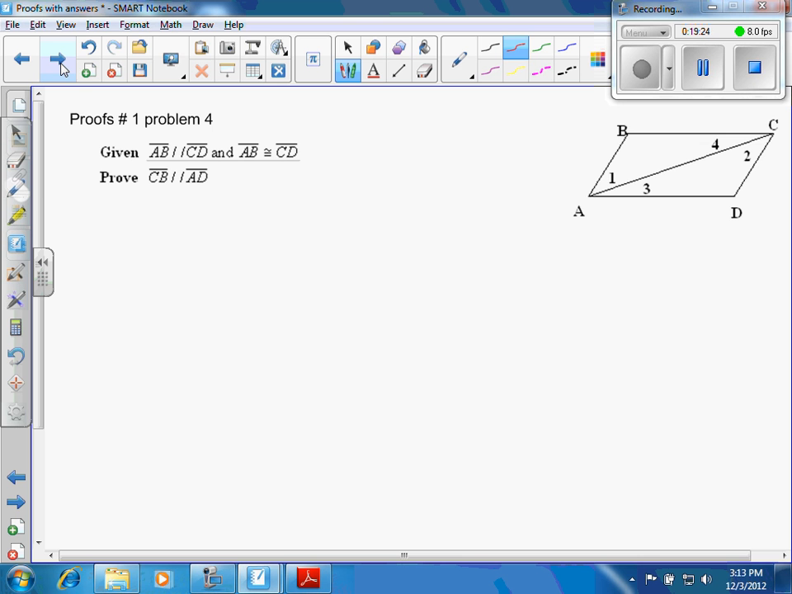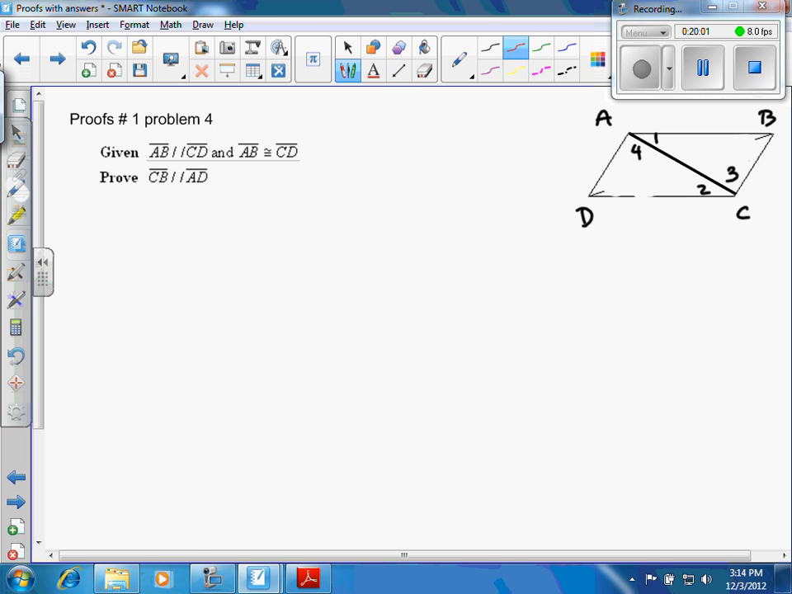Okay, the diagonal's in a different place. We can just doctor it up. AB is parallel to CB. All right, let's just doctor it up. So it looks like that, right? Okay, so it has an A here, a B here, a C here, a D here, and 1, 4, 2, and 3.